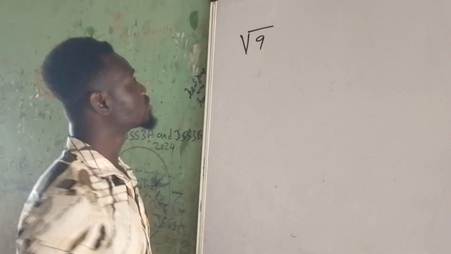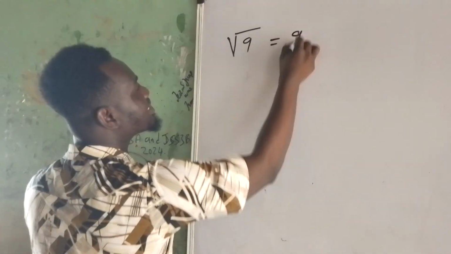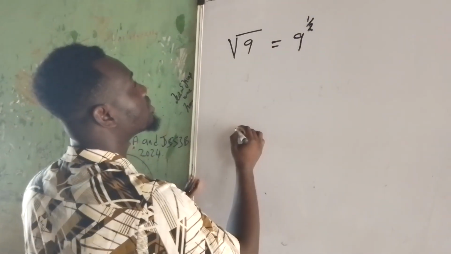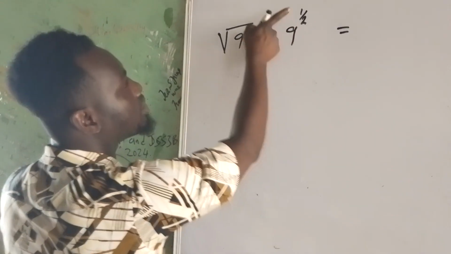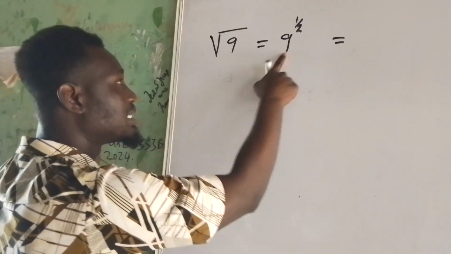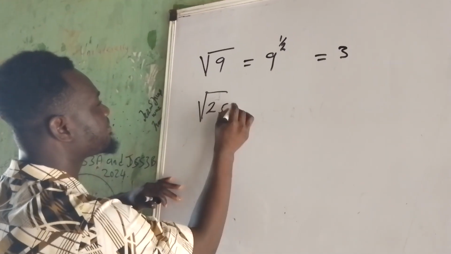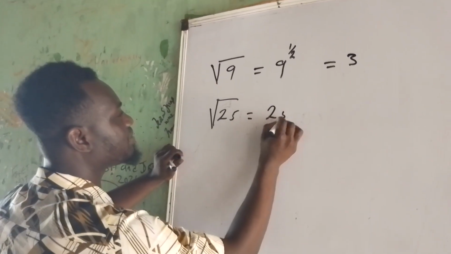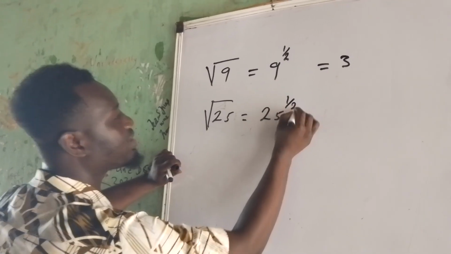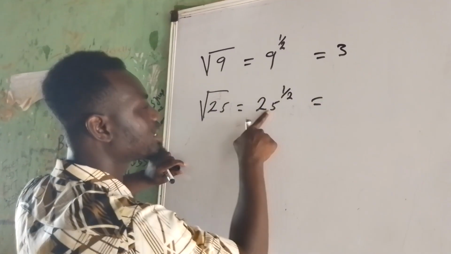Let me show you something today, okay? So the square root of 9 is the same thing as 9 raised to power 1 over 2, and that's one number that when I multiply 2 times I will get 9. That's 3, okay? So if I have the square root of 25, this simply means 25 raised to power 1 over 2. And that's one number that when I multiply 2 times, I'll get 25.